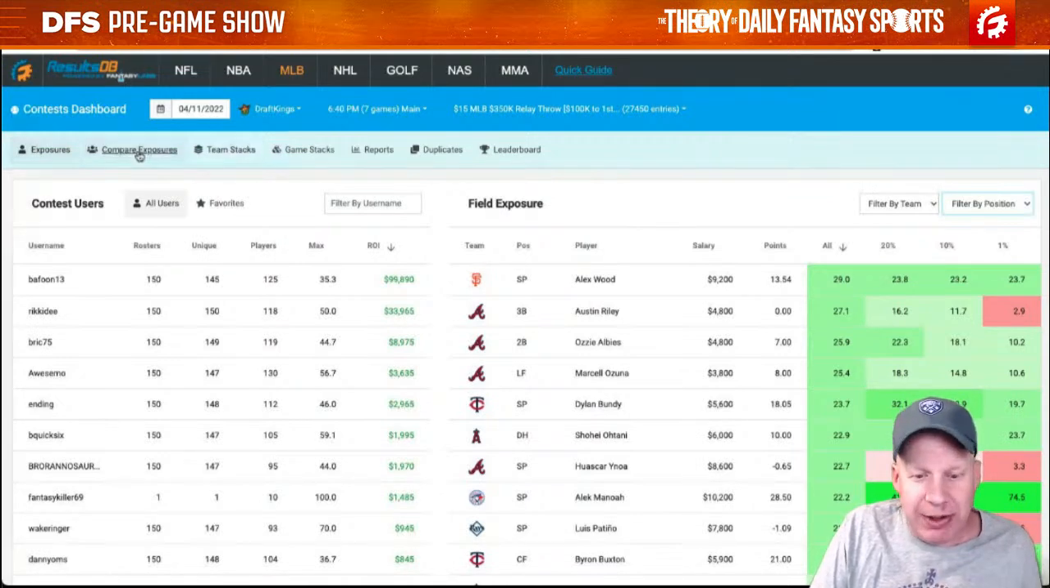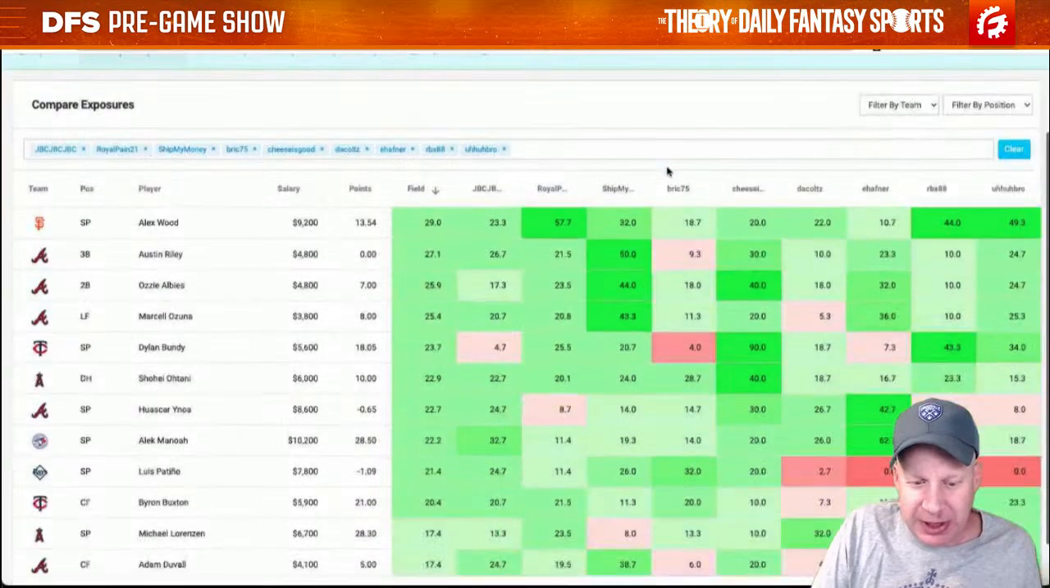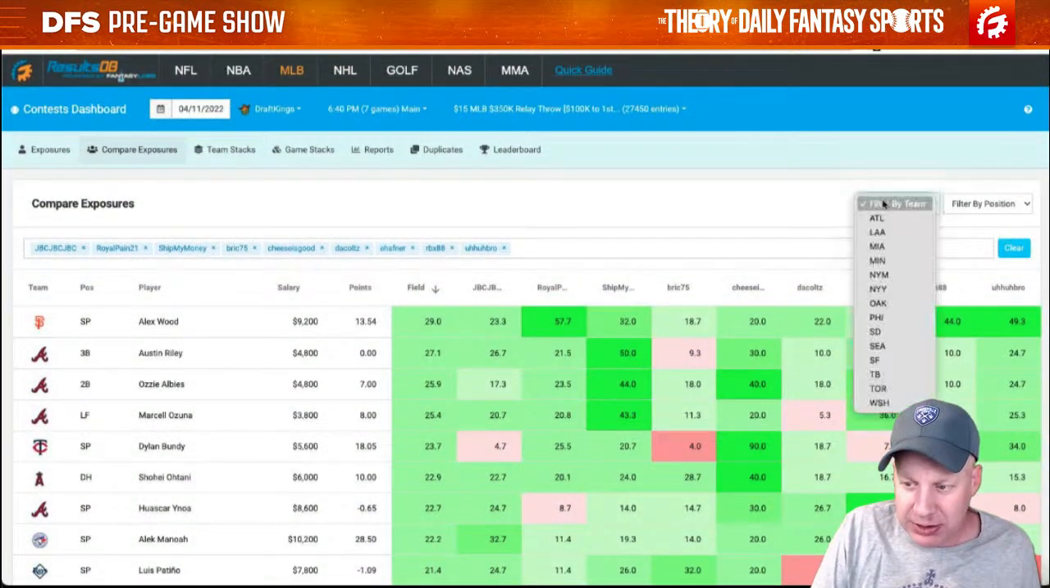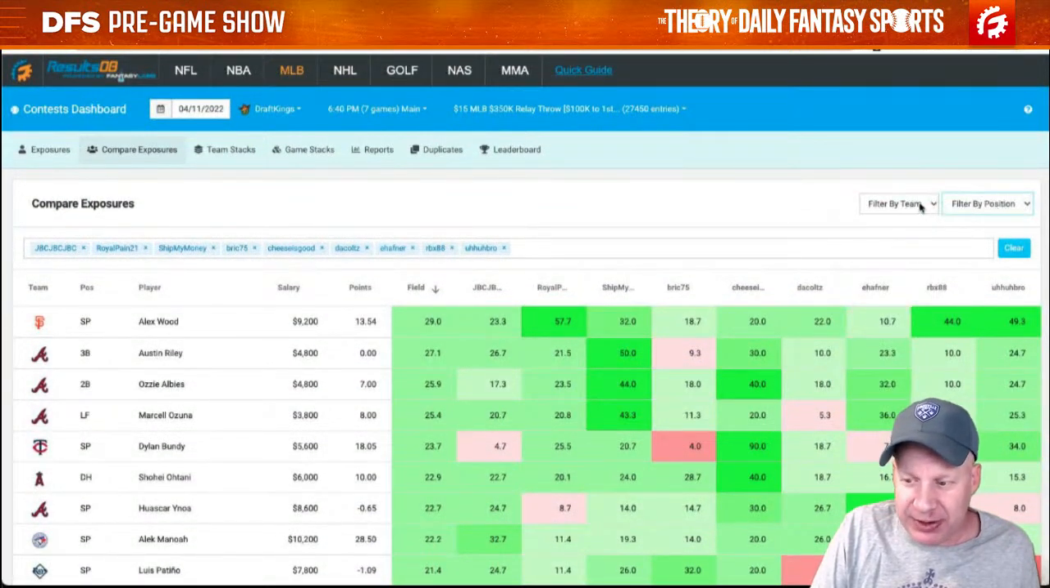Well, Luis Patino, let's go through Luis Patino. Where's Luis Patino? Filter by team. Yeah, they've got to fix the filter by position. Someone has to mark that down. Someone mark that down in Slack. It's going to be a pain in the ass, especially when you're trying to do pitchers versus whatever.